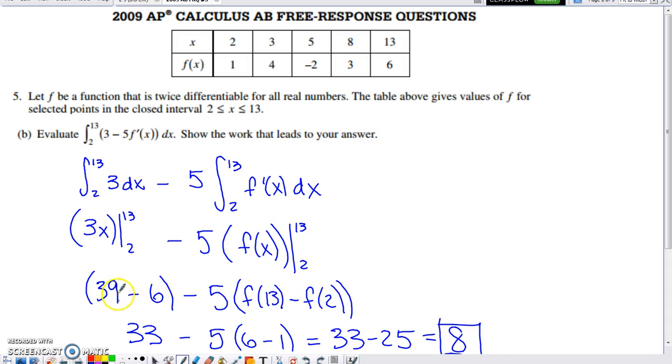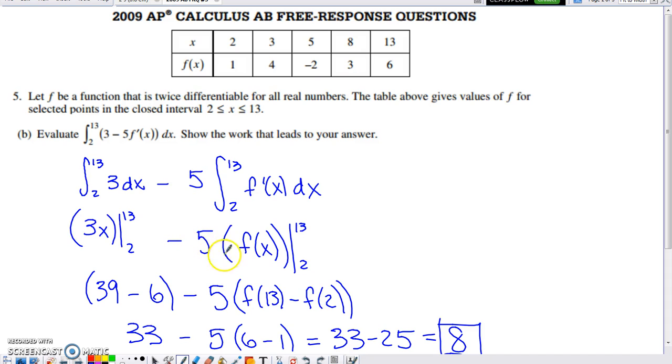I can kind of make the same comment I made a couple minutes ago at the end of part A. I could have left this as 3 times 13. I could have left this as 3 times 2 and just a subtraction sign between the two. I did, I guess, run the risk of missing some points here because I was simplifying along the way, but on the AP exam you could have left it unsimplified.